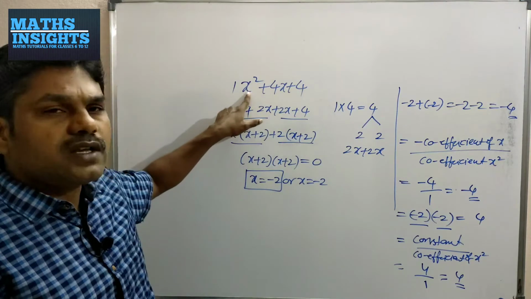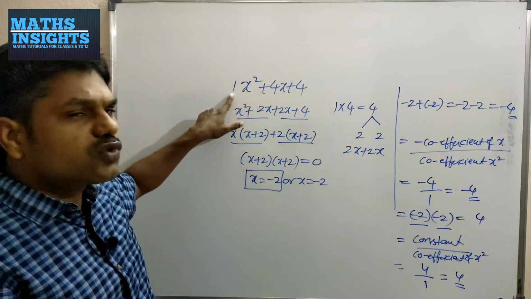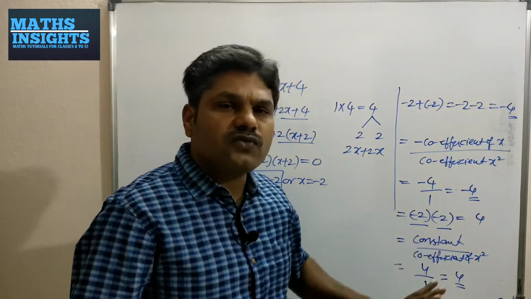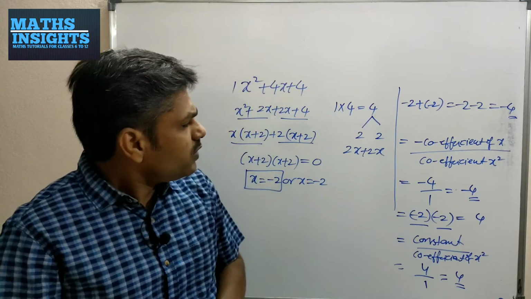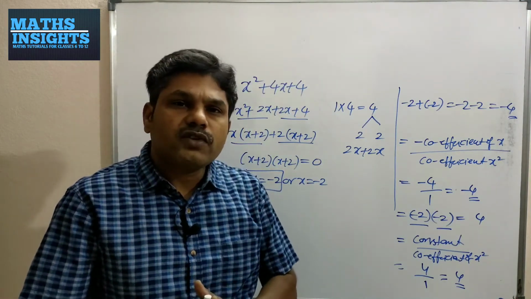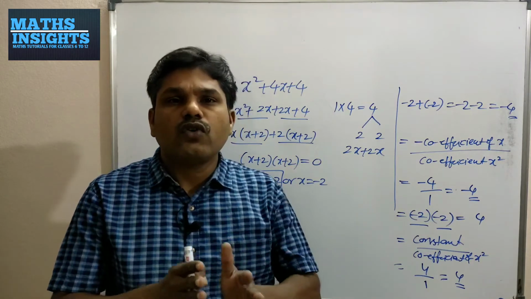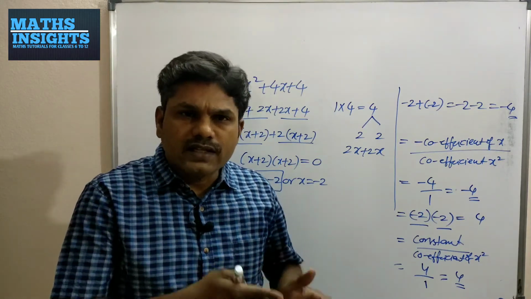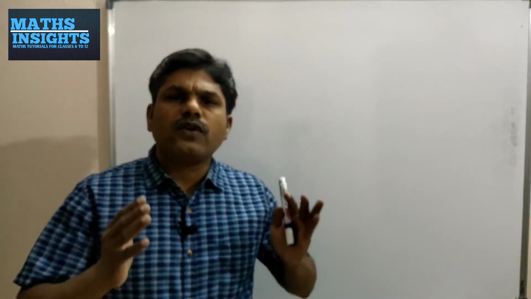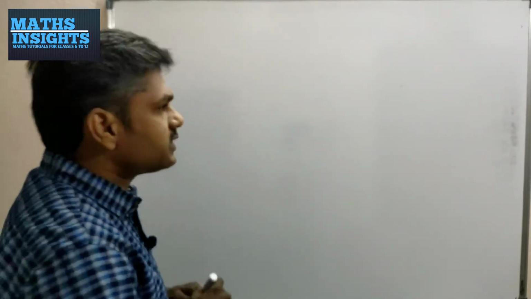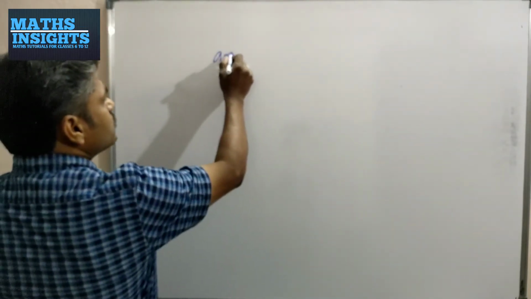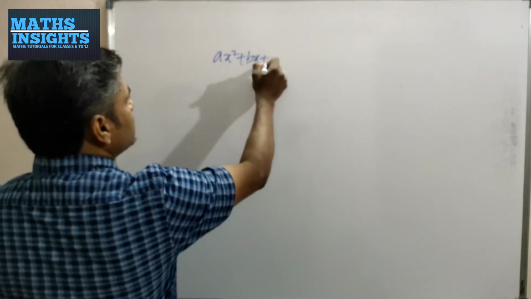X square is the first term and its coefficient is 1, 4 by 1, that is 4. In this way you may establish the relation between zeros and coefficients. We will discuss in detail. The general form of a quadratic polynomial is ax square plus bx plus c.